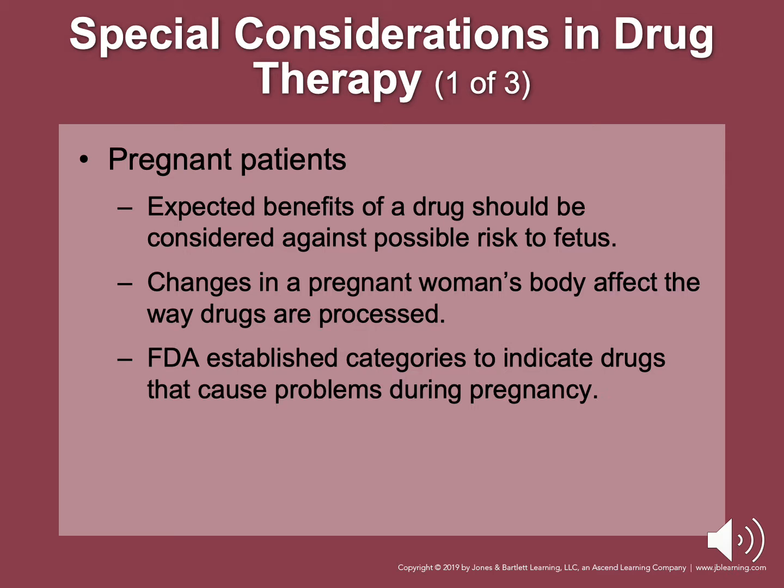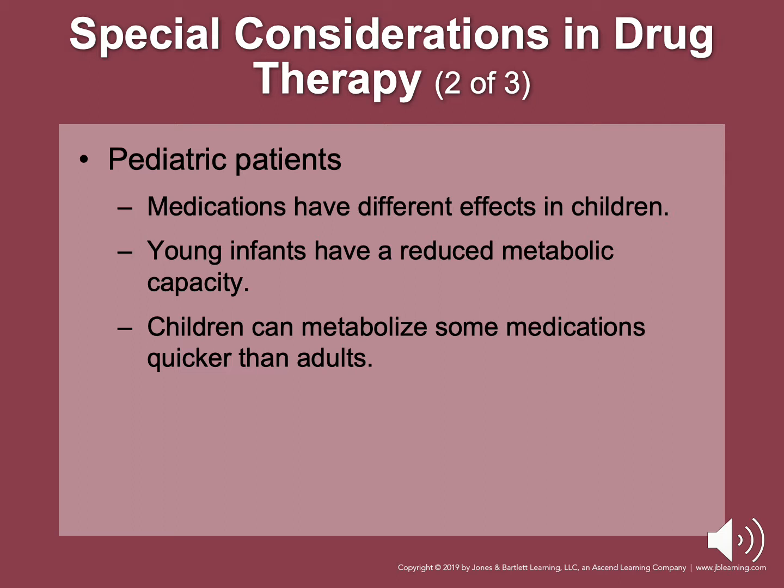Pediatric patients, medications have different effects in children. Young infants have reduced metabolic capacity. The incomplete development of the GI tract slows absorption and oral medications and delays elimination from the body. So same medications may be more potent in an infant than an adult, and children can metabolize some medications quicker than adults, and they require relatively higher doses and more frequent administration.